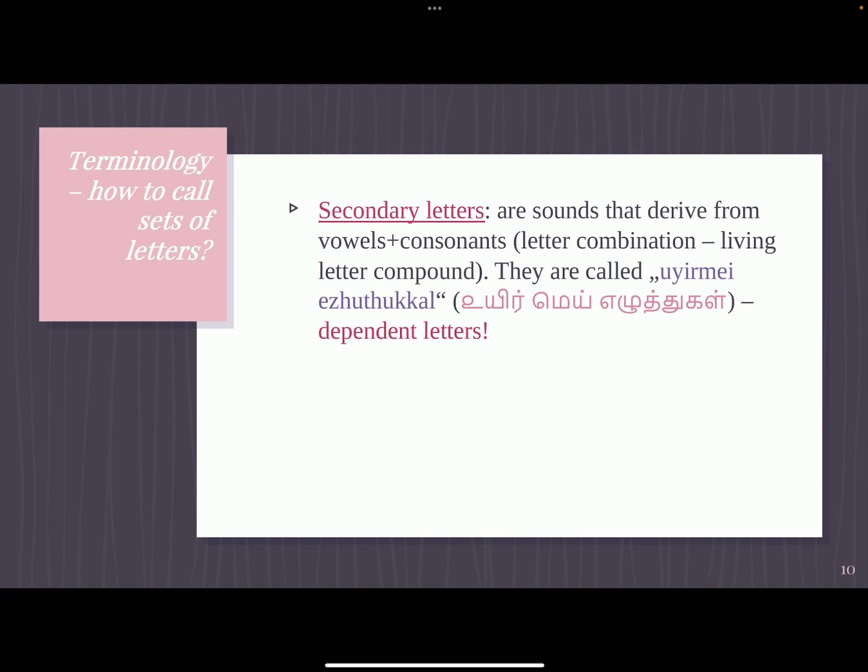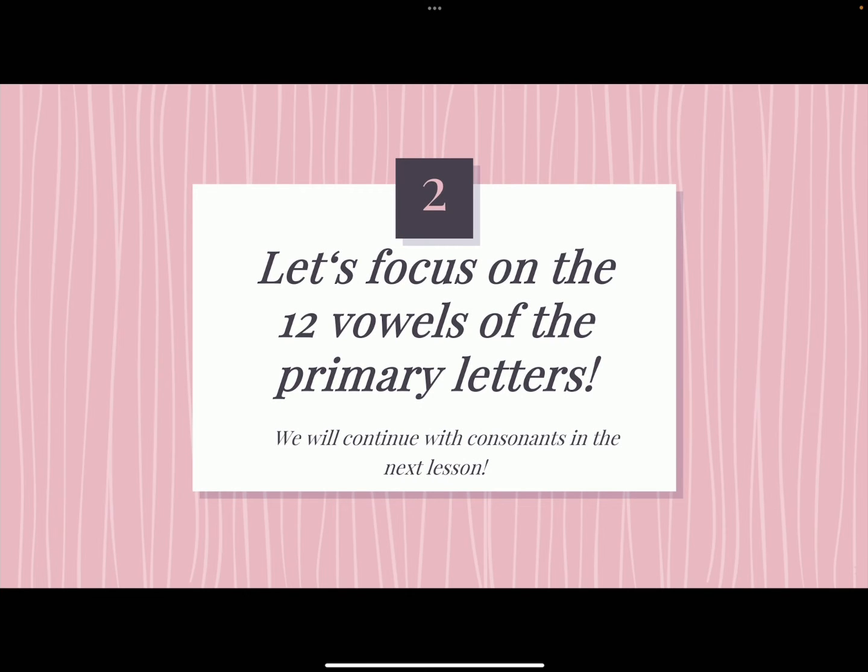Talking about secondary letters, those are sounds that derive from vowels plus consonants. It's a letter combination. They are called uyirmei எழுத்துக்கள். Those are the 216 sounds I talked about, and they are dependent letters. Translating uyirmei எழுத்துக்கள், you can also say living letter compounds. Now let's focus on the 12 vowels of the primary letters.